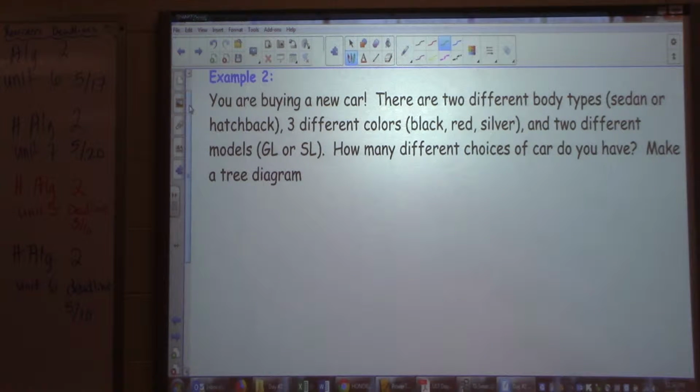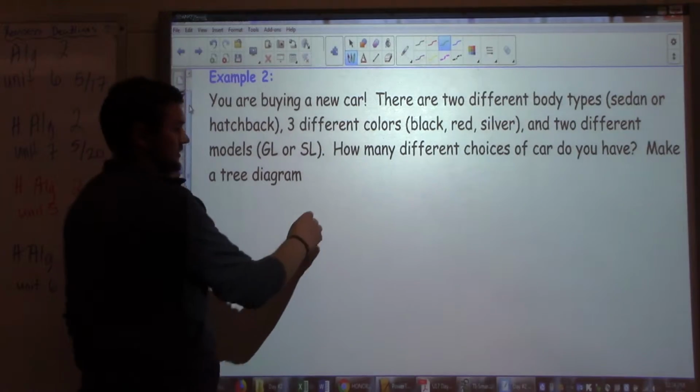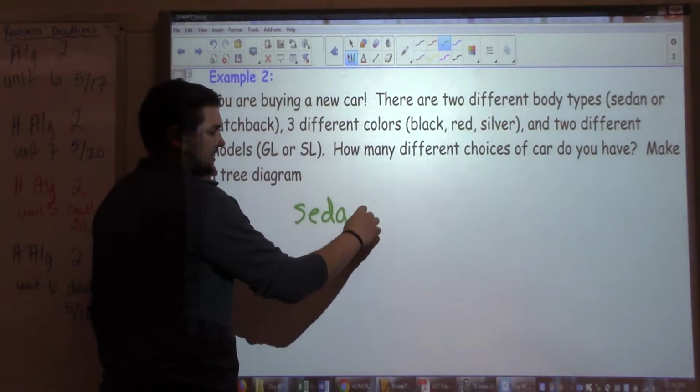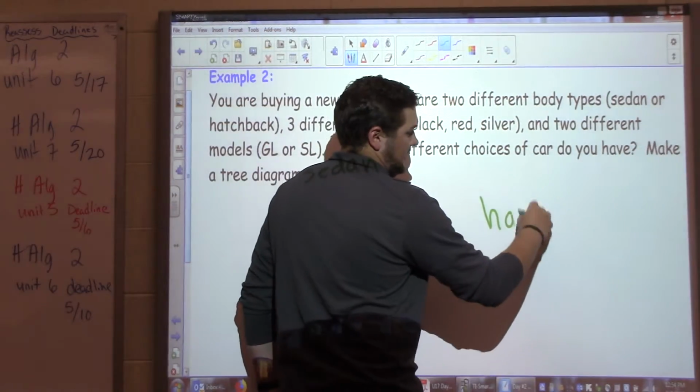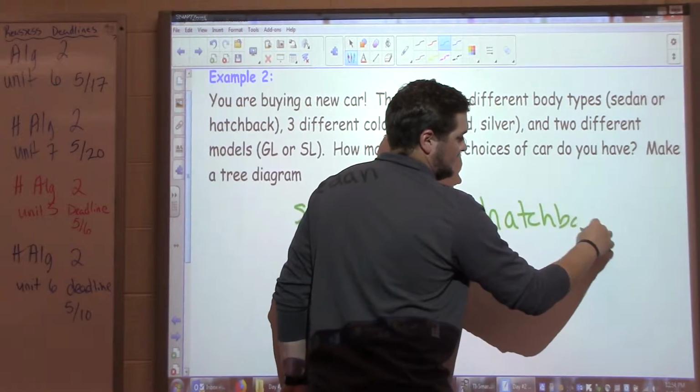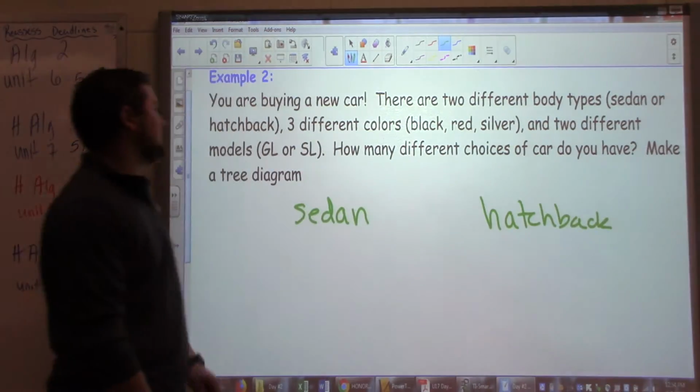How do I make a tree diagram? Leah, what do you think? Put the two different bodies up top and then. Okay, well, hold on, I'm not that fast. Oh, okay. Sedan, hatchback, put them on top. Two different body types on top.